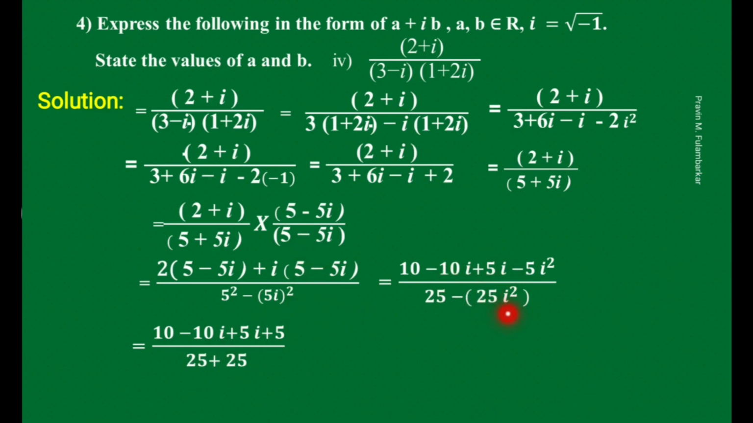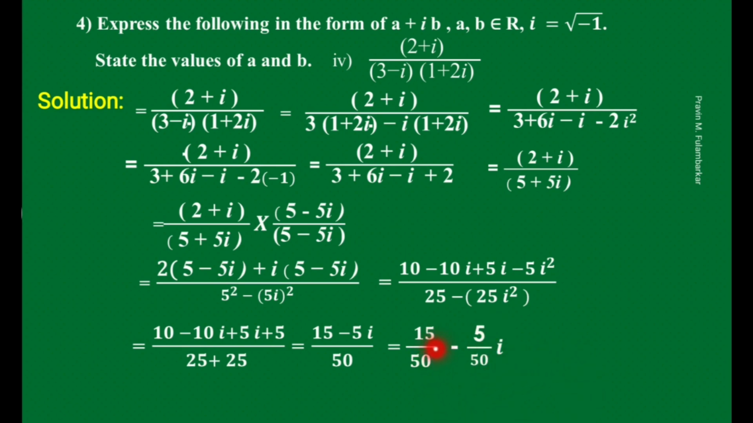Here we write this i square as minus 1. So we get minus 1 into this minus, minus minus plus. So we write here 25 plus 25. So we add 10 with 5, we get 15. Minus 10i with 5i, we get minus 5i. And this 25 plus 25, we get 50. Now we separate the real and imaginary parts. So we write 15 upon 50 minus 5 upon 50 into i.